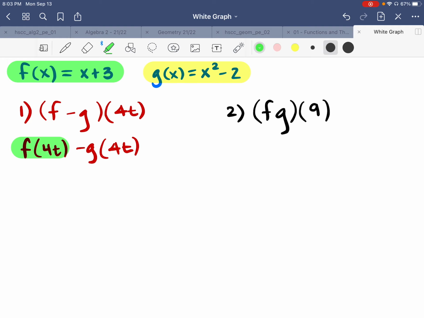First, we're going to be looking at the green function. How do you plug in 4t to the green function? And then we're going to be looking at the yellow function. How do we plug it in? But then ultimately, and this is the thing we got to be careful, we're going to subtract those two values from each other. So we got to make sure the math makes sense.